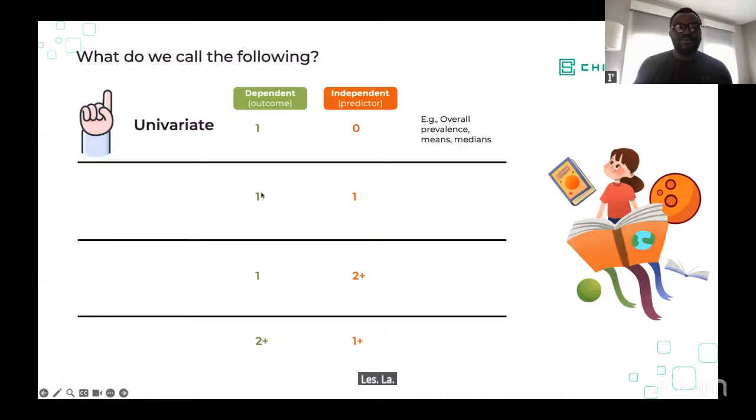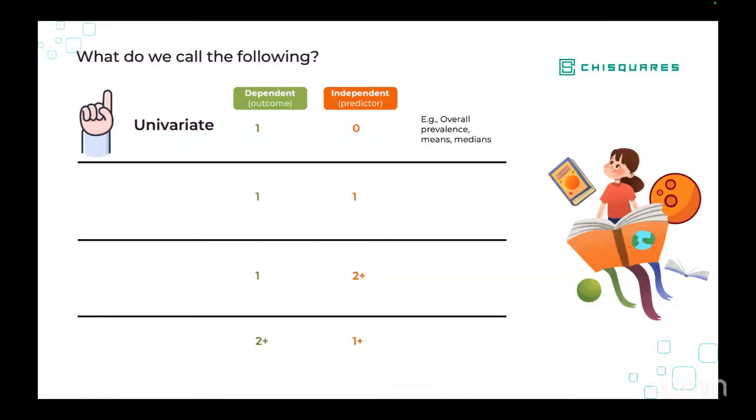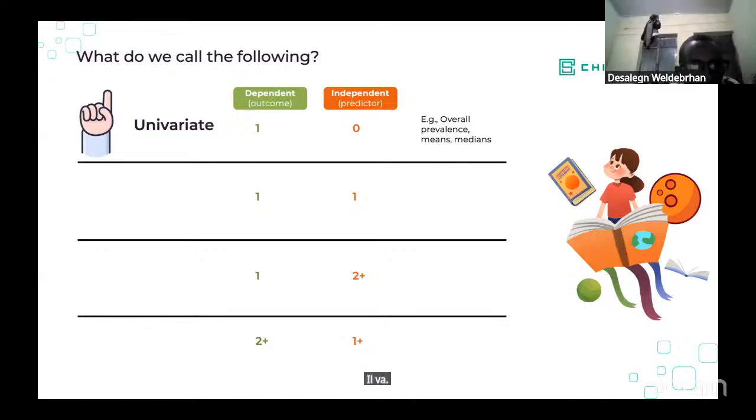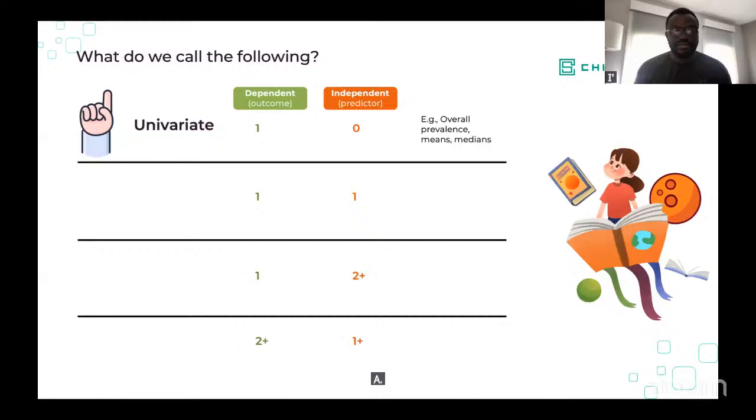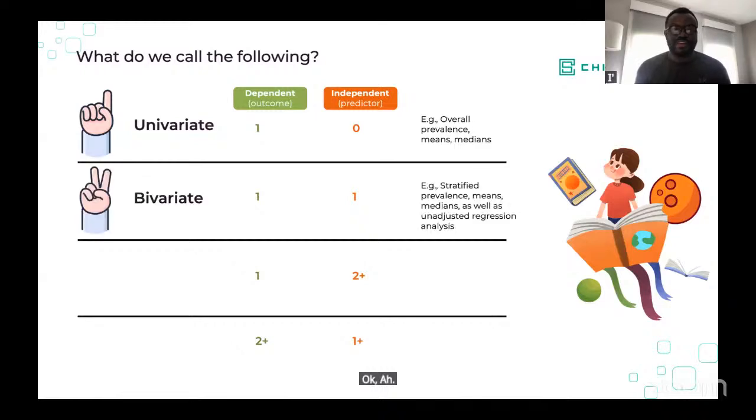Now you have one outcome, one predictor. What kind of analysis is that? Joseph, bivariate. I think it is bivariate. Okay. So we have bivariate, that is one predictor variable and one outcome variable.